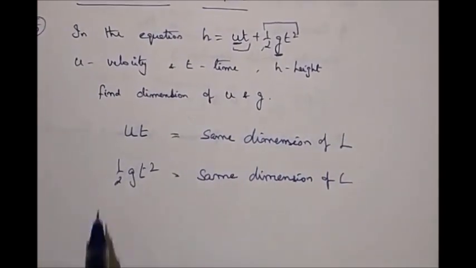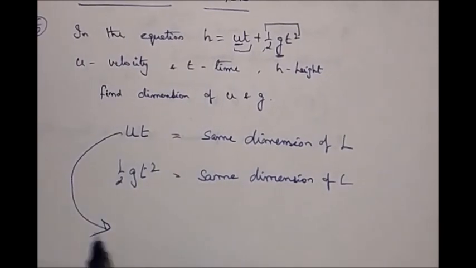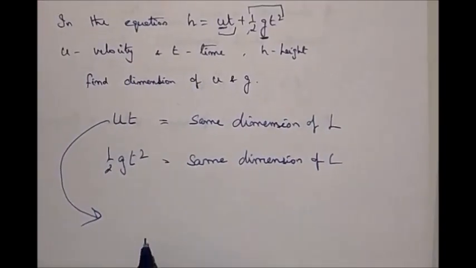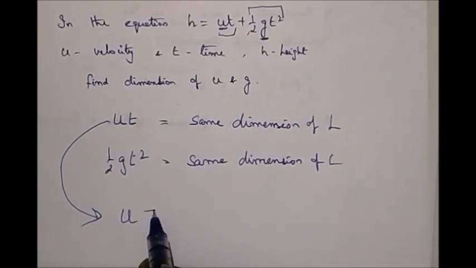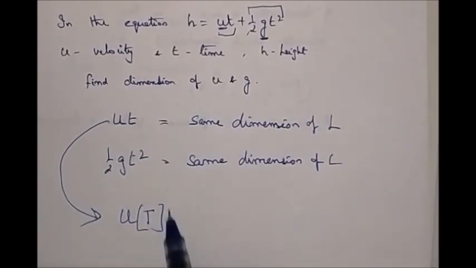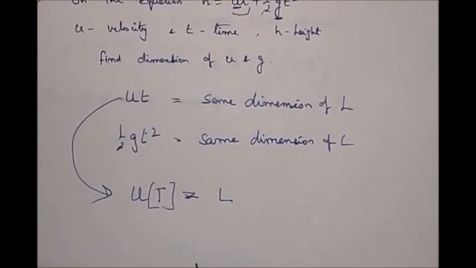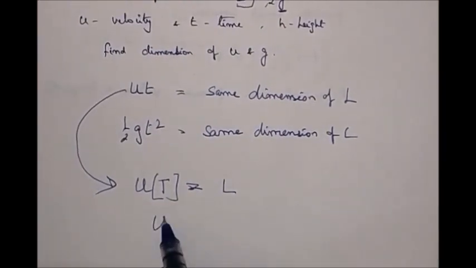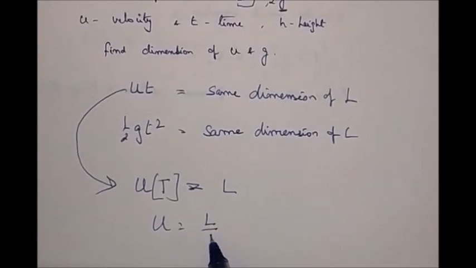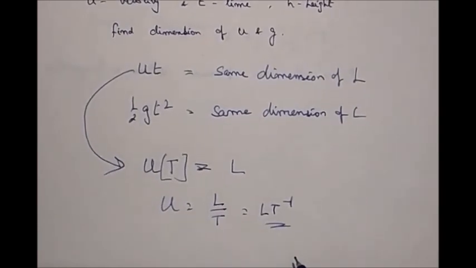Now how to find out this dimension here? Now put forth here, this is u, we don't know this dimension. This is t, capital T is the dimension of the time period here. That should be equal to L. So how to go about? U is equal to L upon T. In other words, L T minus 1 is the dimension of U.